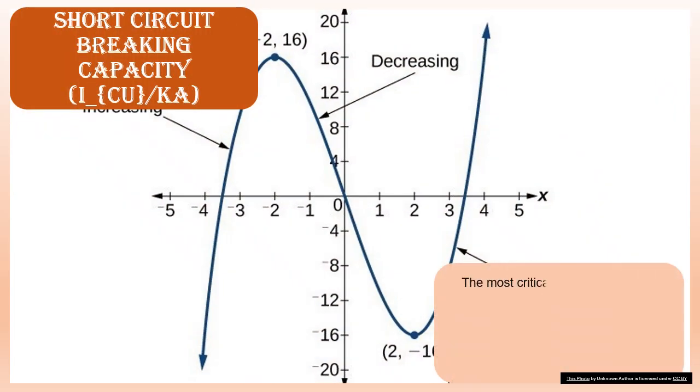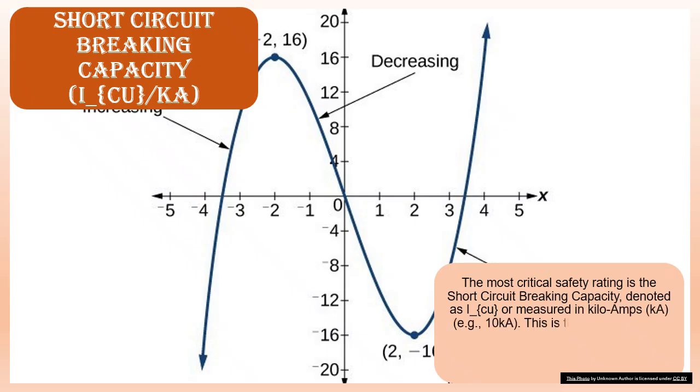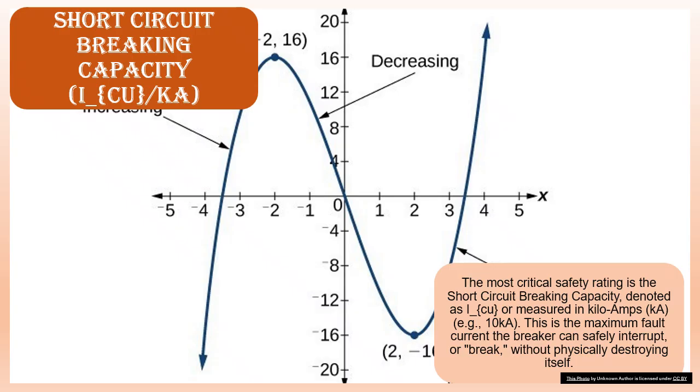Short circuit breaking capacity, I_Q. The most critical safety rating is the short circuit breaking capacity, denoted as I_Q, measured in kiloamps, e.g., 10K. This is the maximum fault current the breaker can safely interrupt, or break, without physically destroying itself.